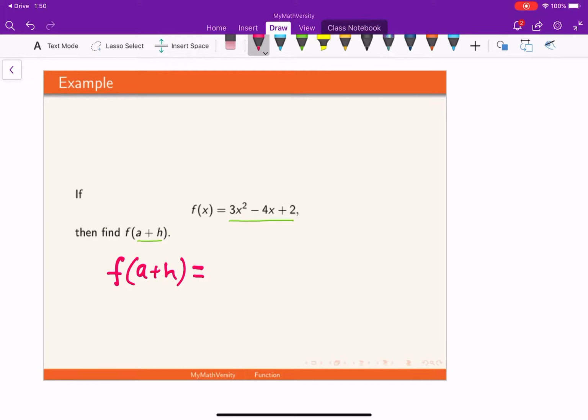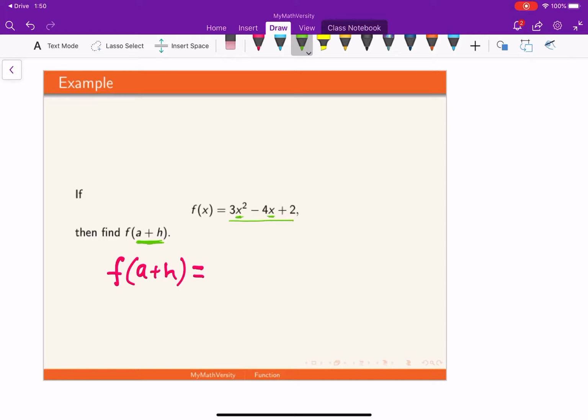We know that all of the evaluation of the function can be done by replacing x completely by wherever we need to evaluate. So in this case, we need to evaluate at a plus h. So this x over here we replace by a plus h. Over here there is another x, we also replace that by a plus h. And so let's try to see what will happen after that.